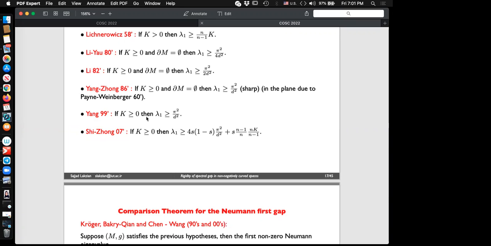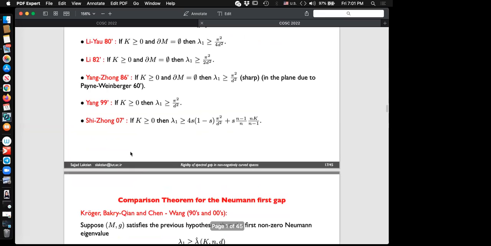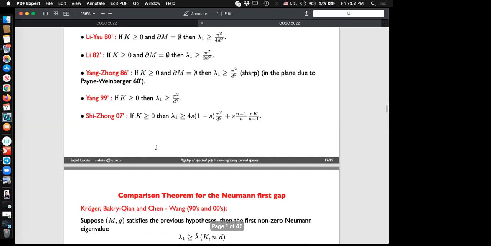Yeah, so that was for empty boundary. For convex boundary, you can basically get the same results, and that's due to Yang in 99. You can do other types of estimates. Basically, you can derive a combination of positive bounds and non-negative bounds, and there are many works in that direction, so I don't want to say it's just one paper.